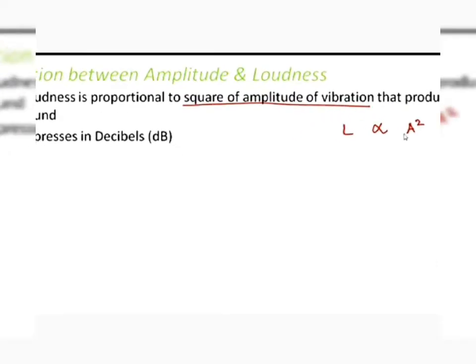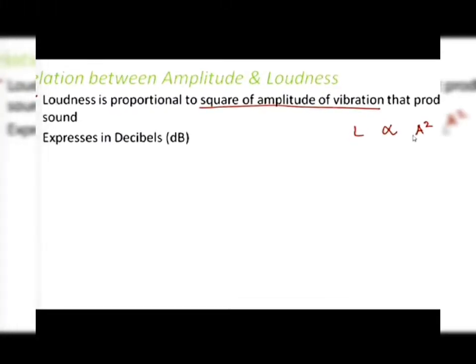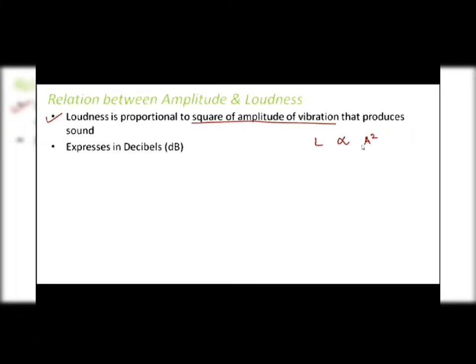Loudness is proportional to the square of amplitude of vibrations that produces sound. So loudness is directly proportional to the square of amplitude. It means if your amplitude gets doubled, then your loudness becomes 4 times. And if your amplitude becomes 3 times, the loudness will increase 9 times. Loudness is expressed in the unit decibels.